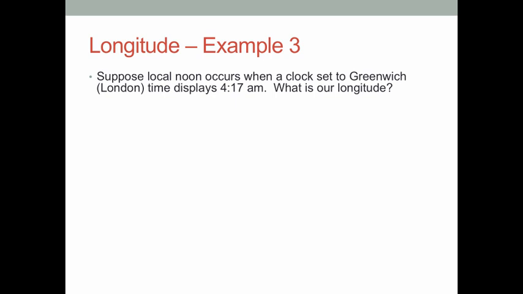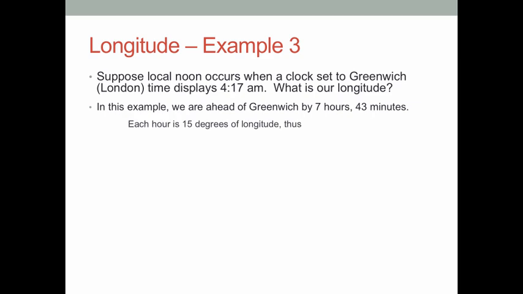Example 3. Suppose local noon occurs when a clock set to Greenwich London time displays 4:17 a.m. So what's our longitude? In this example, we're ahead of Greenwich by 7 hours and 43 minutes. Right? 43 minutes would put me at 5 a.m. and then another 7 hours makes noon. But local noon is occurring before London, 7 hours and 43 minutes before. So we're to the east of London.